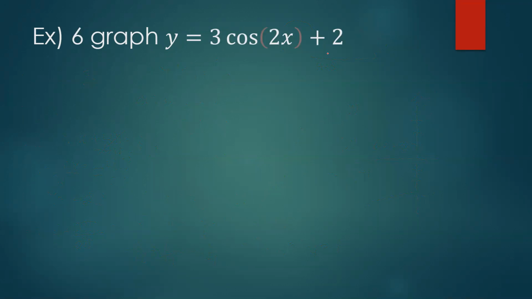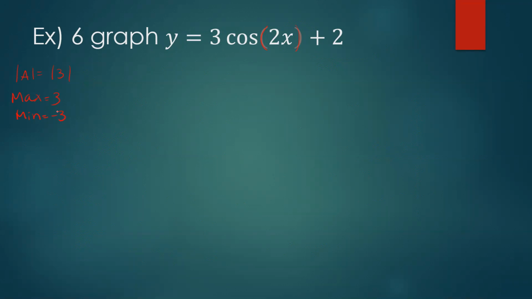Okay, now let's do, I think this is our last one. So we have y = 3 cosine 2x, with a little parentheses here, +2. So let's first find our amplitude. Our amplitude is going to be the absolute value of 3. So what that means is you have a max of 3, and then you have a min of -3.